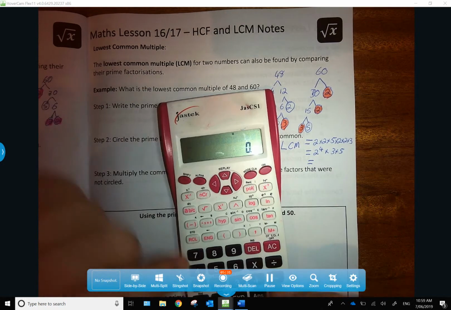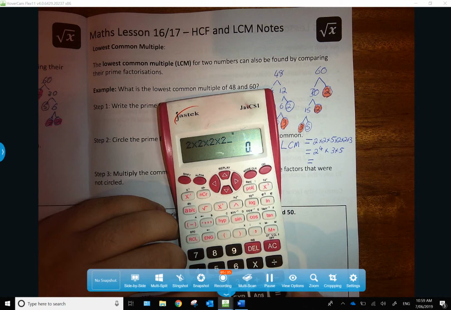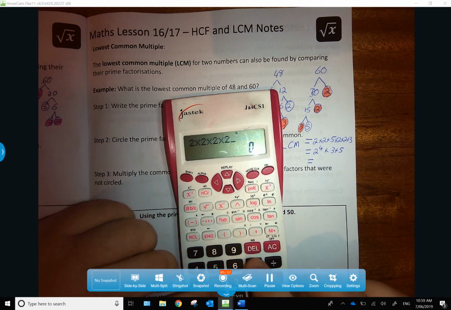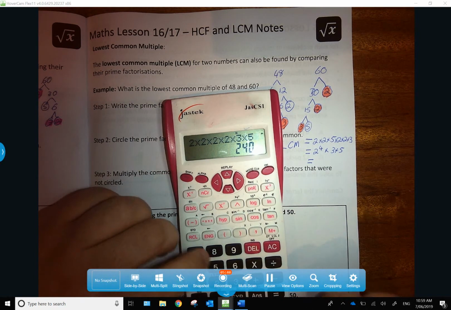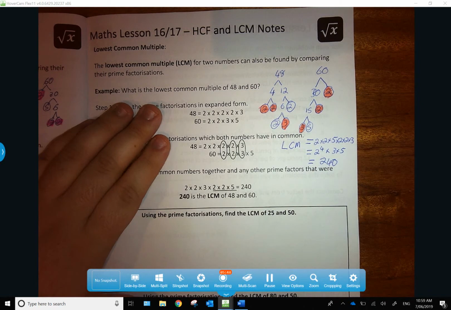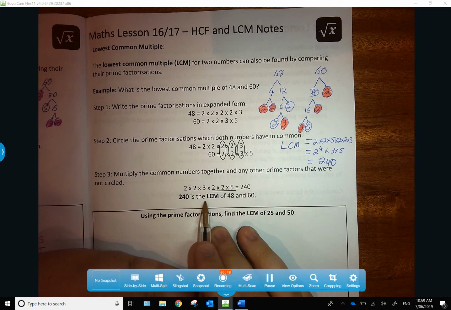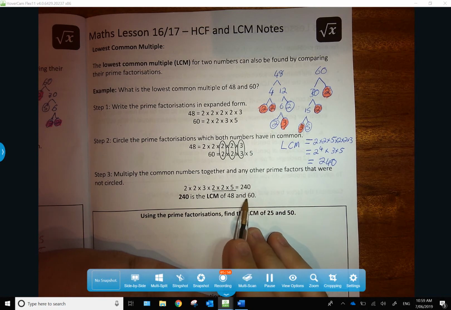I'll pop that in my calculator. 2 times 2 times 2 times 2, so that's 2 to the 4 times 3 times 5. And you get 240. Okay. And that's exactly what they got there. They said 240 is the lowest common multiple of 48 and 60.